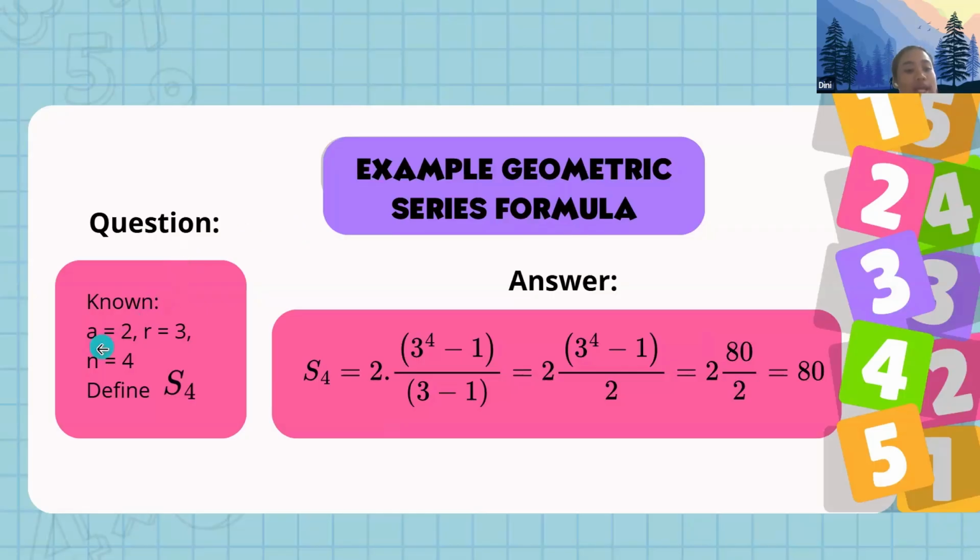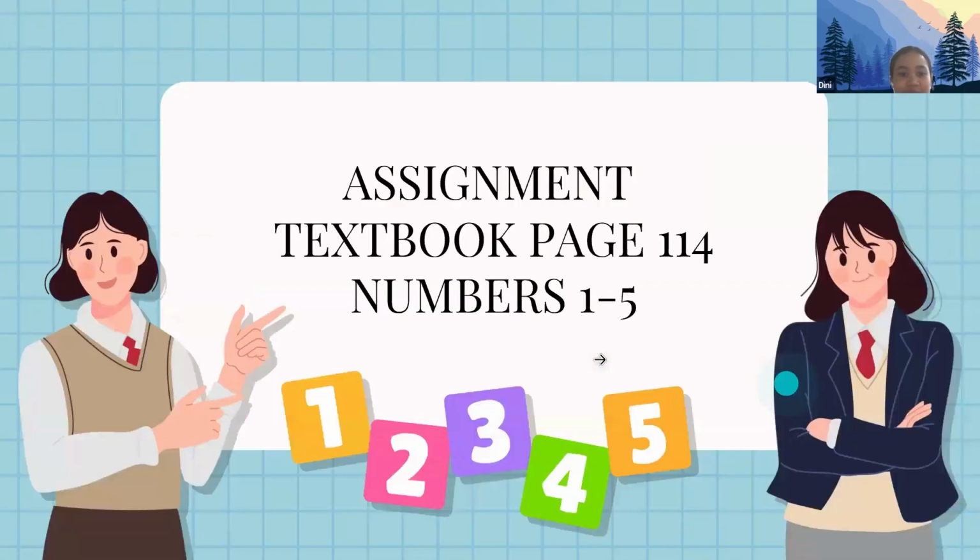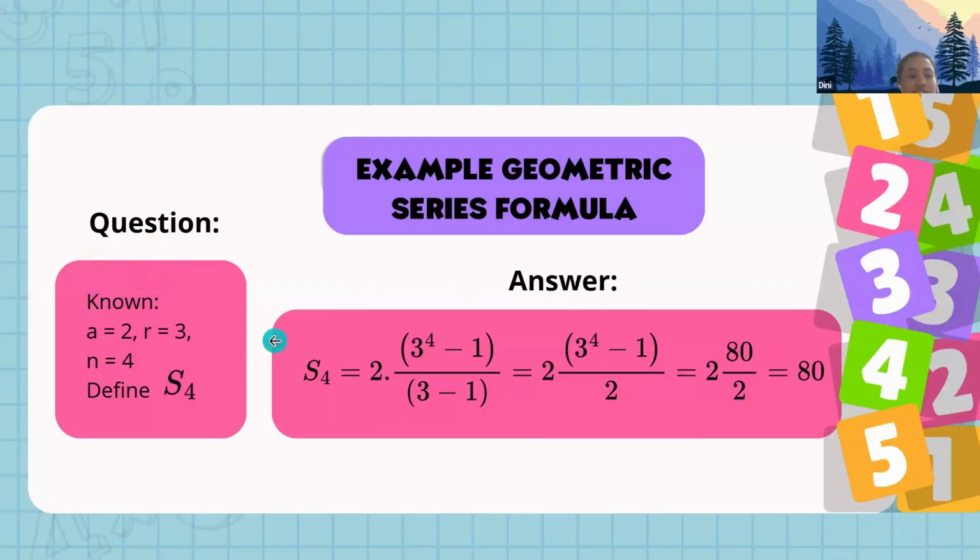Next, the example of the geometric series formula. In the question, a equals 2, r equals 3, and n equals 4. Define S4, and I got the answer, 80. Okay, everyone understands, right? Understand, Miss. Yes, Miss. Okay, you get the simple material, right? Yes, Miss.